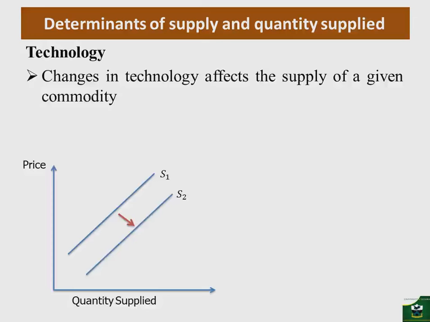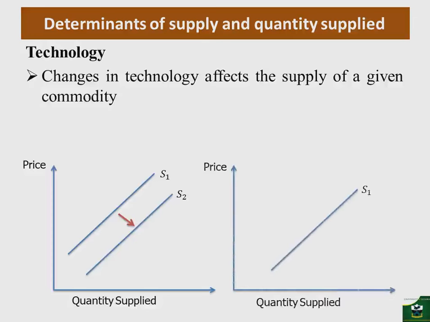If, on the other hand, technology deteriorates, then our supply will shift up and to the left, because supply will reduce due to this negative effect, due to this deterioration in technology.